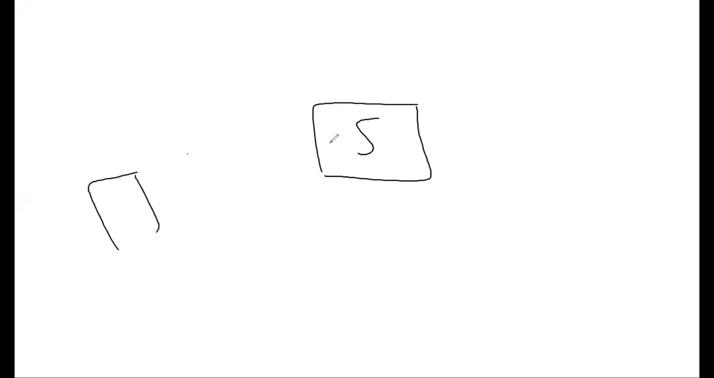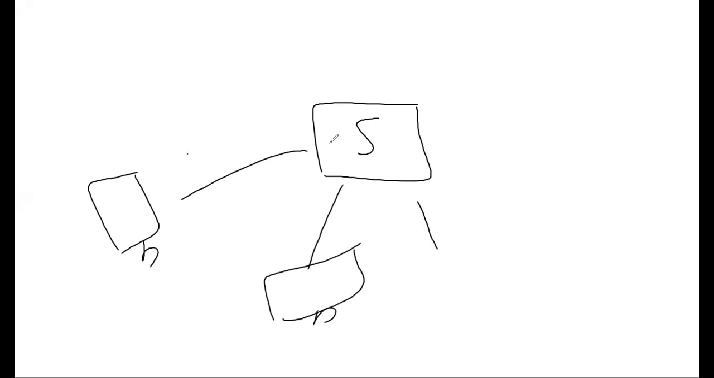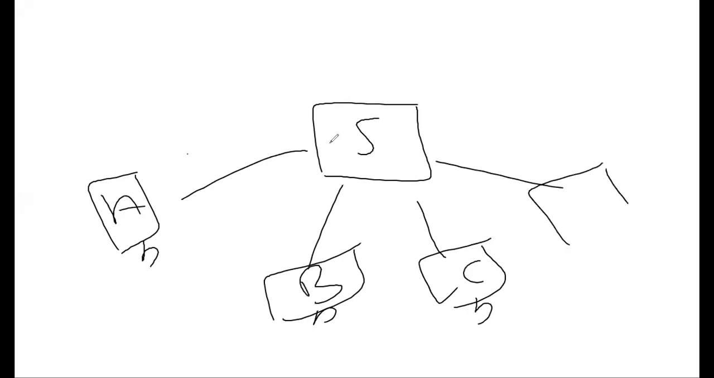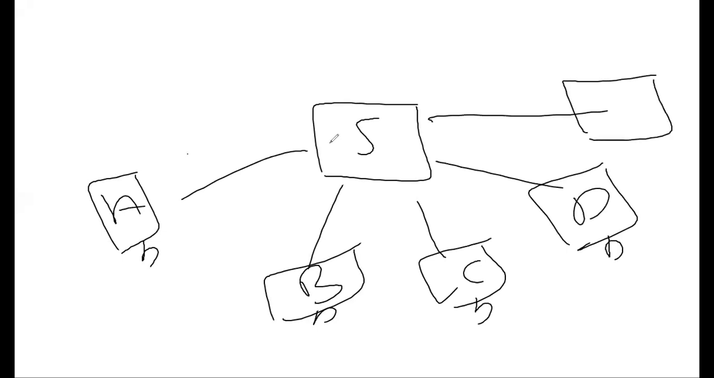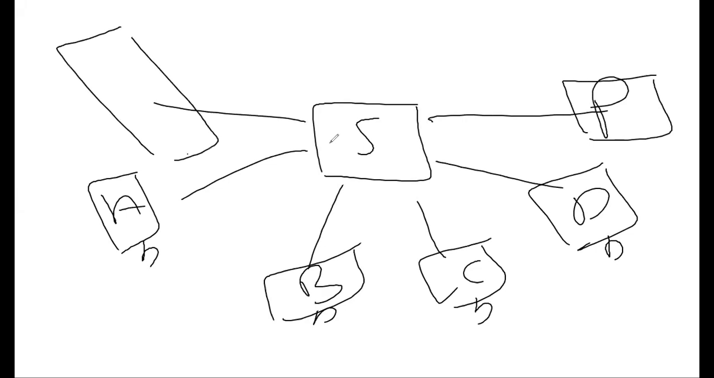Suppose there is one computer, and another computer connected to this switch, and another computer connected to the switch: computer A, computer B, computer C. Let's say this is computer D, and let's say we have a printer. I will just write P, printer. Over there, let's say we have a server. This is S, server. So this is a very basic network.